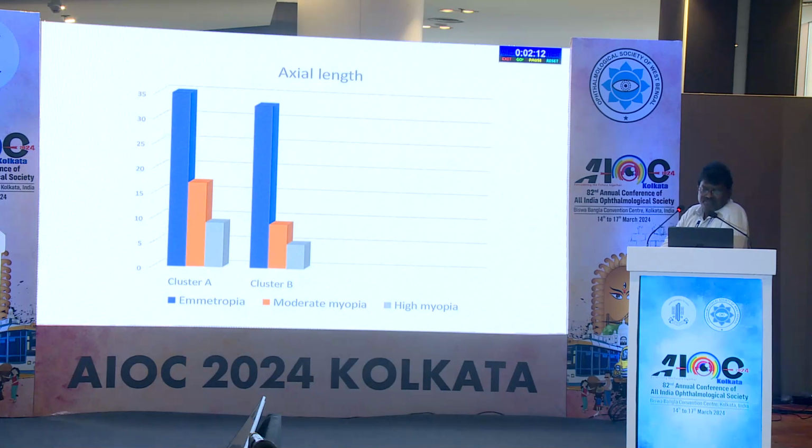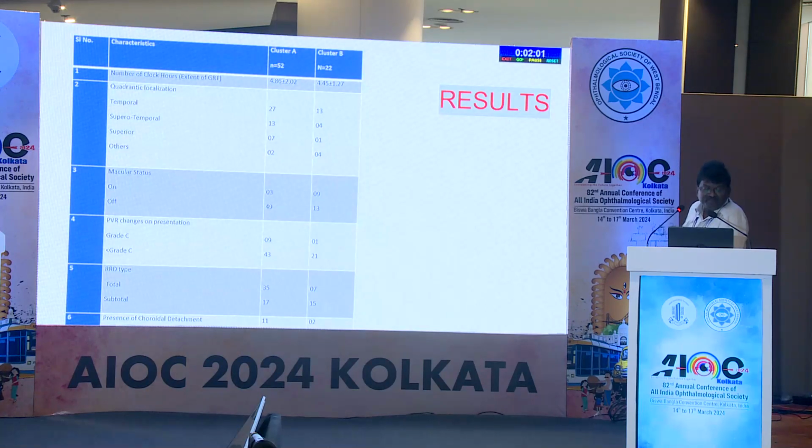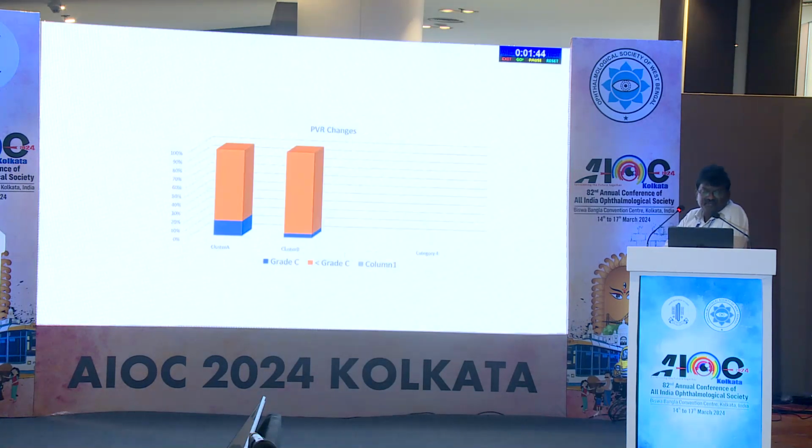And this is the axial length. Most of these cases were emmetropic and very few were myopic. Mostly it is pseudophakic in both the groups. There was choroidal detachment in 11% of the cases. The advantage of using PFCL in these cases is that within 24 hours of retaining the PFCL in the eye, the CDs completely disappear, and thereby it is helpful for us to do the endolaser during the second surgery.